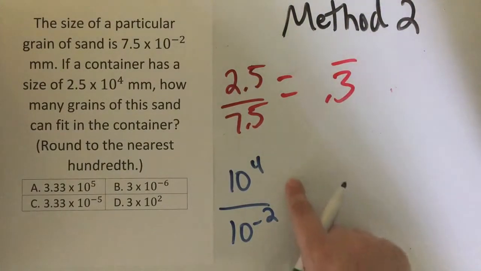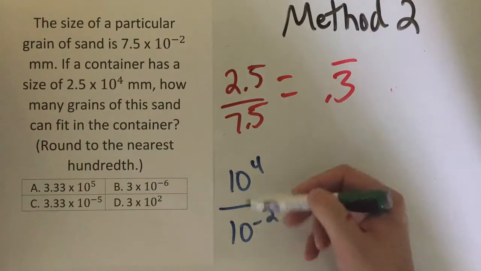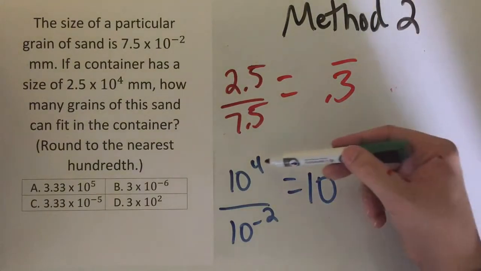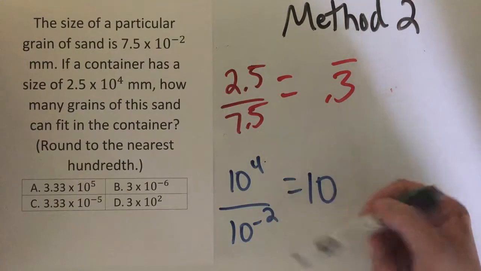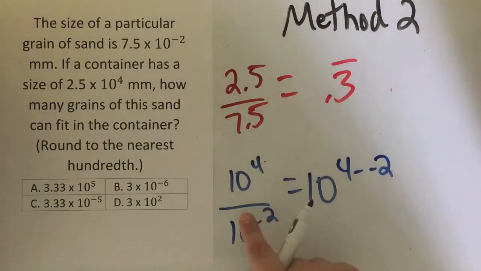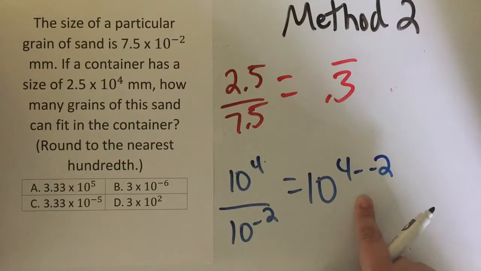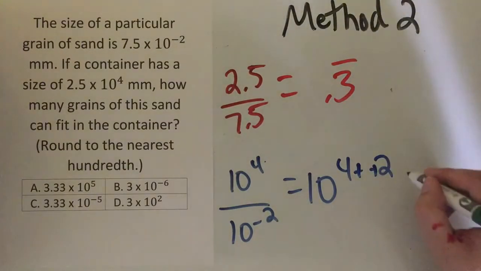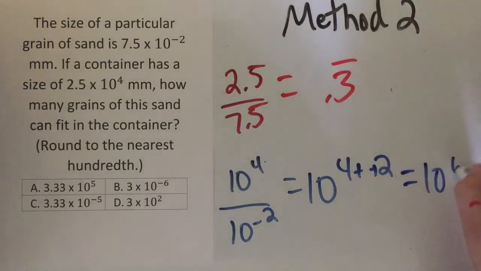For this division problem, we need to understand our rules of exponents. When you have the same base, which is the 10, all you have to do when dividing is subtract the top and the bottom. So it will be 4 minus negative 2. Division to subtraction. 4 minus negative 2, minus a negative becomes plus a positive. We end up with 10 to the 6th power.